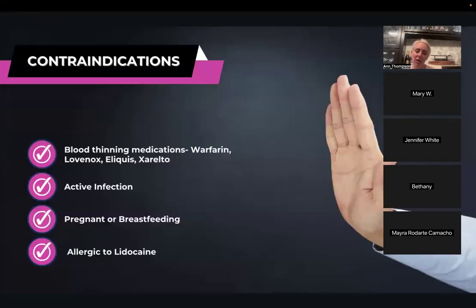Now, these are going to be the contraindications, and these are the no-go. So if you have a patient who's on any type of blood-thinning medications, warfarin, Lovenox, Xarelto, Eliquis, any of those, they're an absolute no-go for filler. If they have an active infection, you do not want to be injecting through an active infection. If they are pregnant or breastfeeding, or if they're allergic to lidocaine.